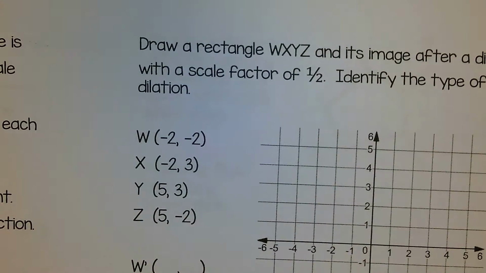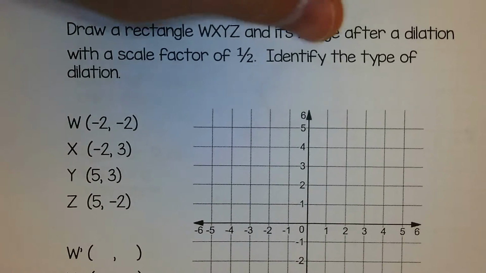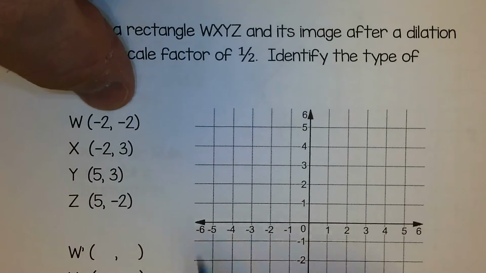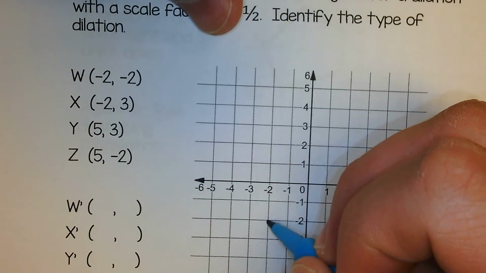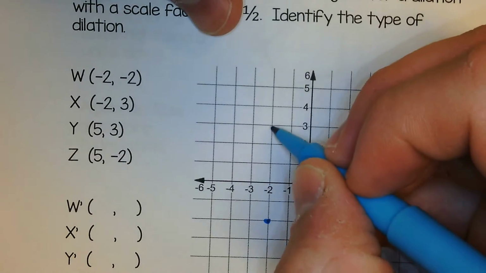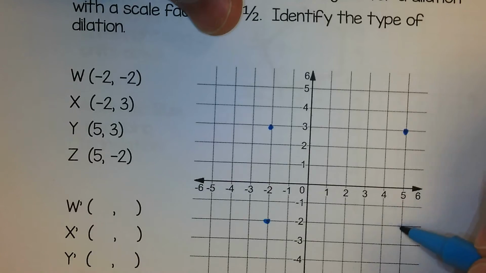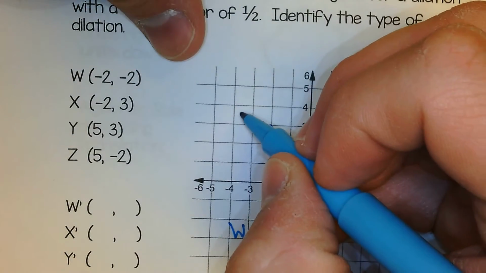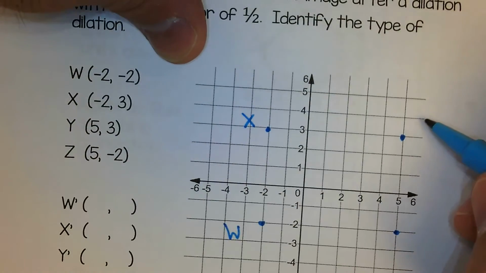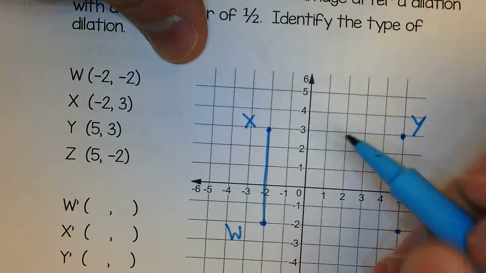So we would draw a rectangle WXYZ and its image after a dilation with a scale factor of 1/2, and then identify the type of dilation. So the first thing we need to do is we need to plot the points. So let's plot them. So we have (-2, -2), (-2, 3), (5, 3), and (5, -2). So then we would plot those. So this is W, X, Y, and Z, and then connect the dots.